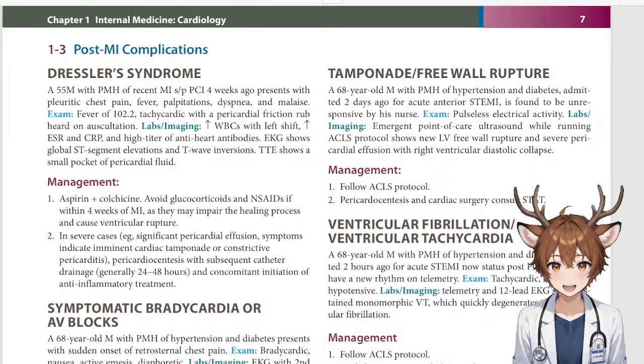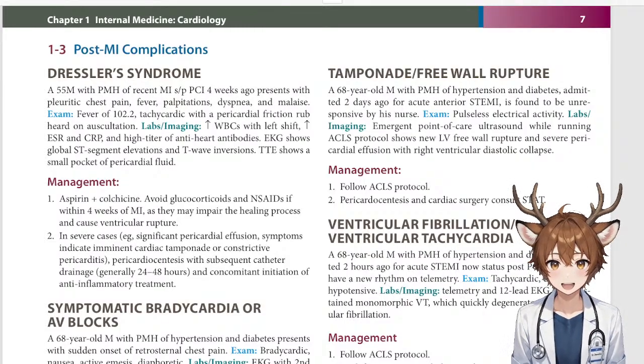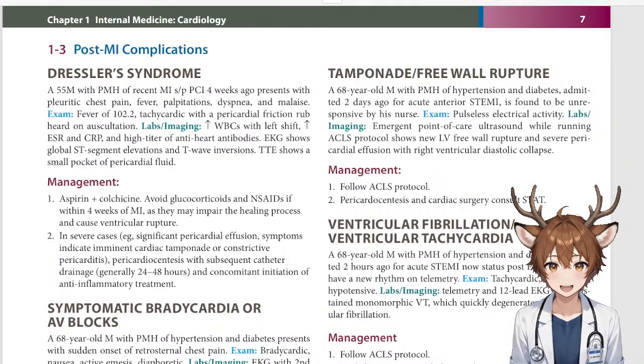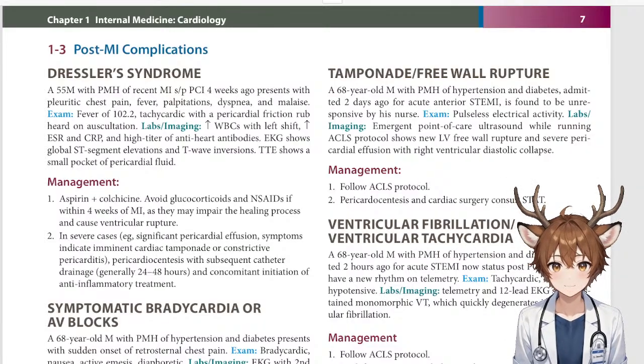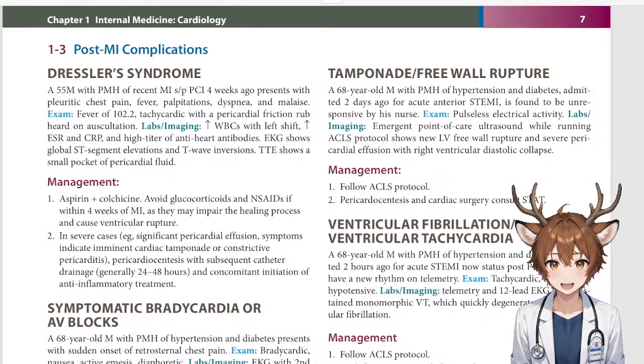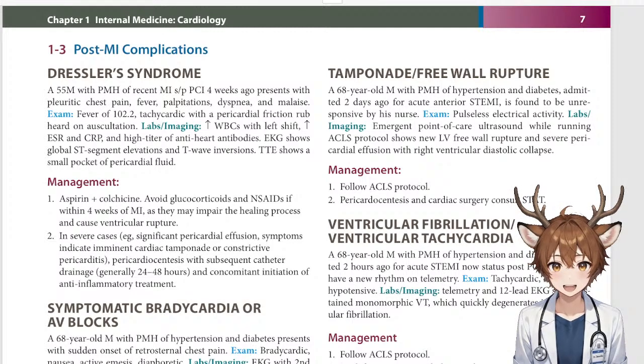Ultrasound shows new left ventricular free wall rupture and severe pericardial effusion with right ventricular diastolic collapse. Management, follow the ACLS protocol. Pericardiocentesis and cardiac surgery consult STAT.